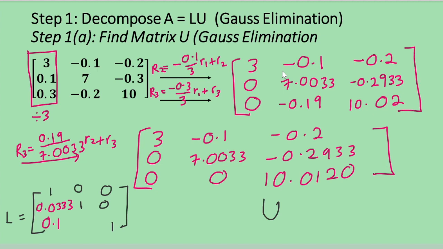And next, I would consider the second column, starting from the second row here. In order for this value to be 1, I have to divide it by 7.0033. So L32 would be negative 0.19 divided by 7.0033, which is negative 0.0271. And this would be my matrix L.